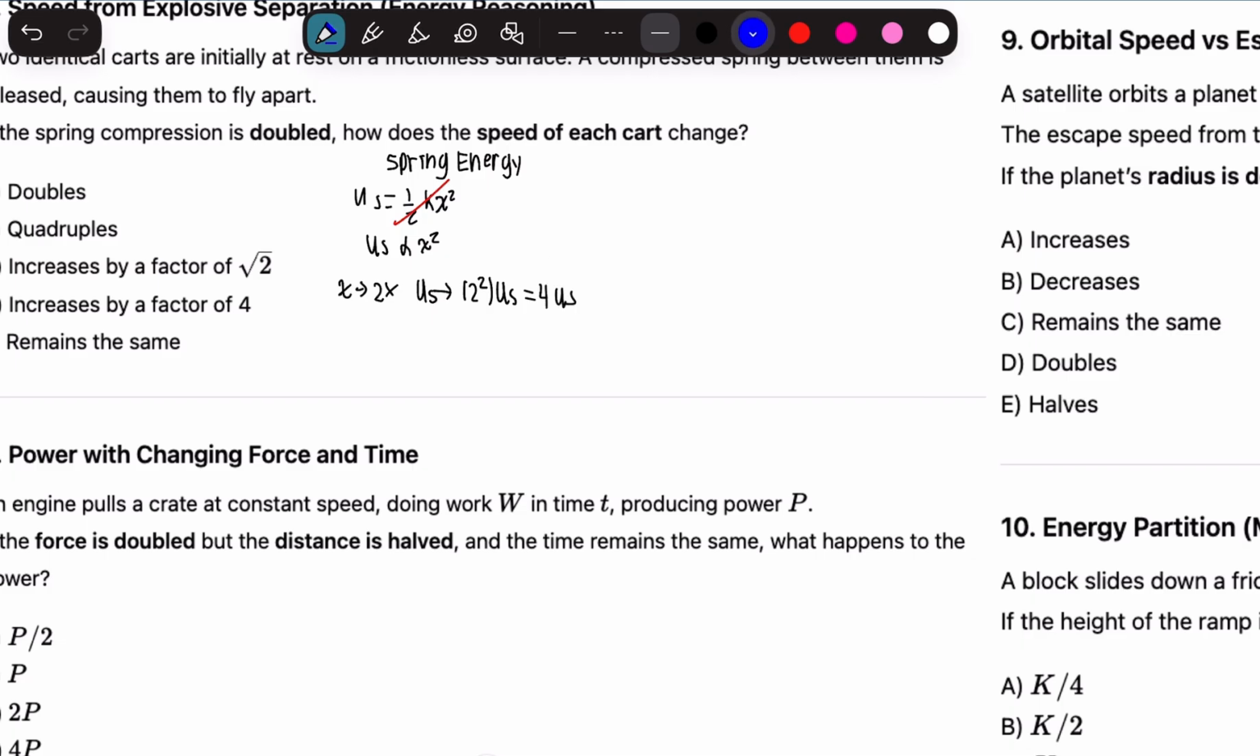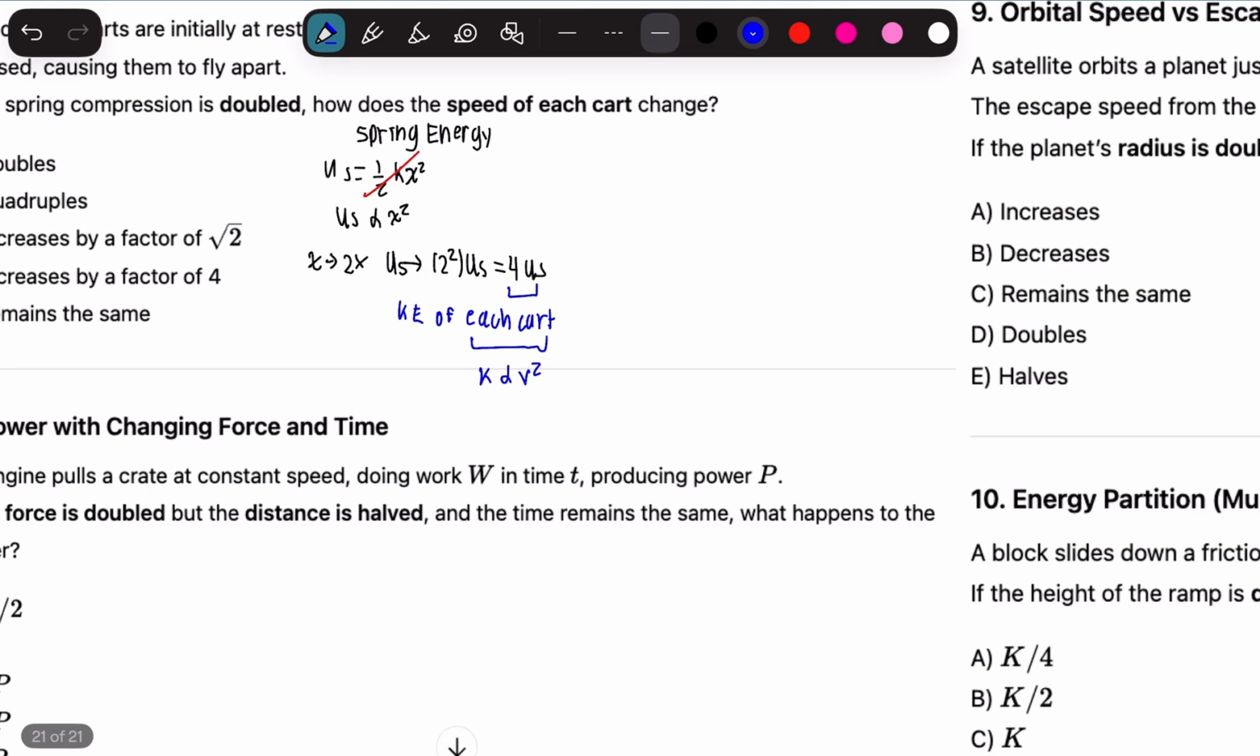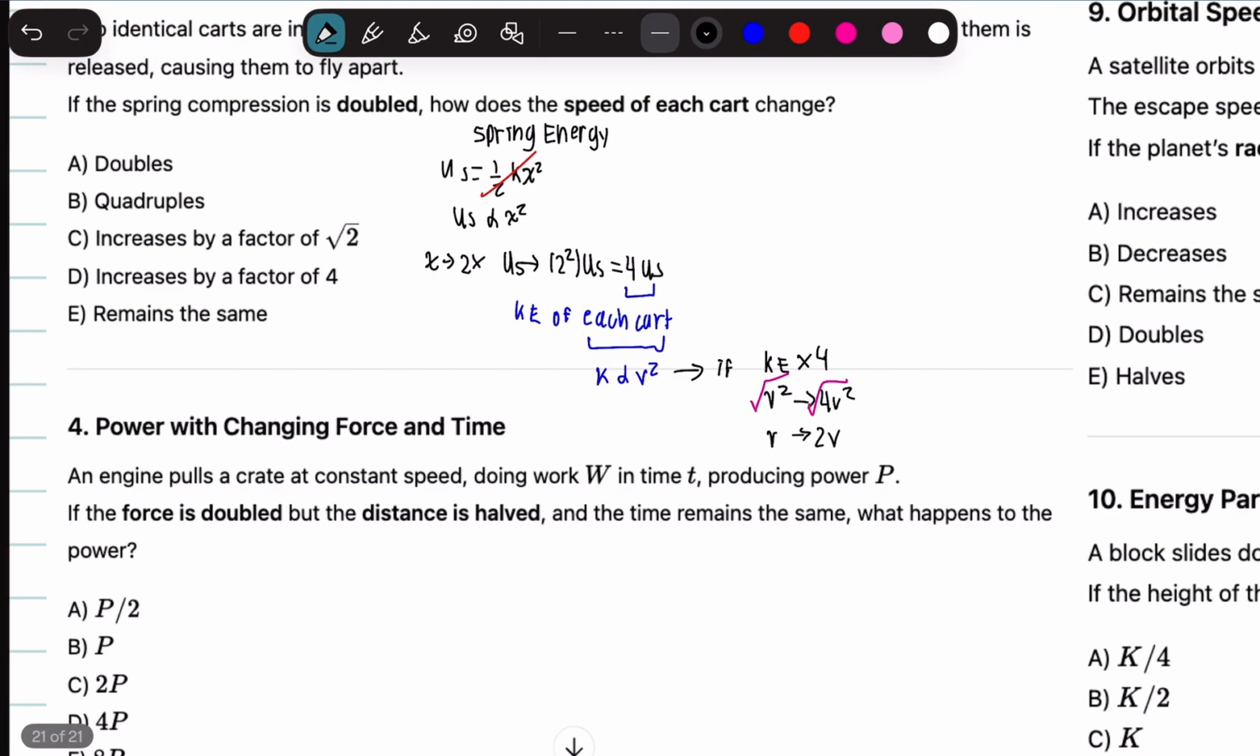And then this is the kinetic energy of each cart. For each cart, K is going to be proportional to V squared. Now if KE is multiplied by 4, then V squared becomes 4V squared. That means V becomes 2 times V after we take the square root. So that means it doubles.